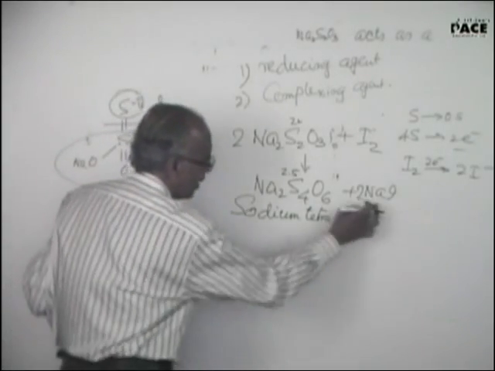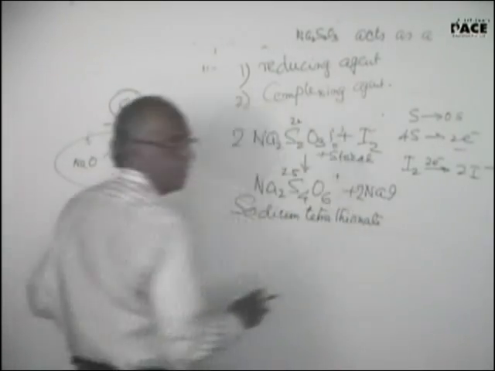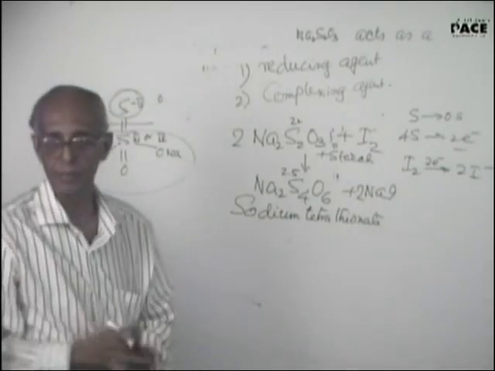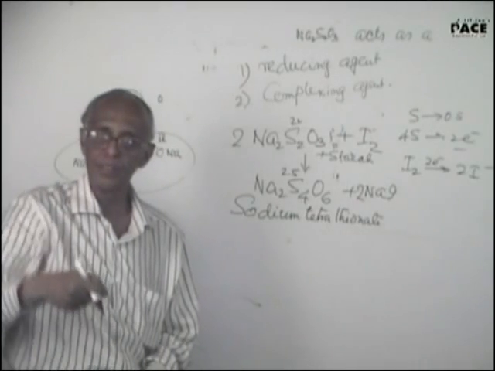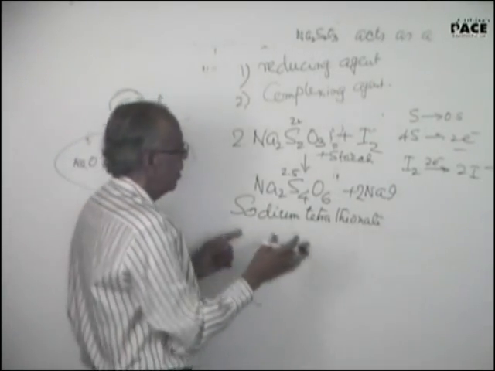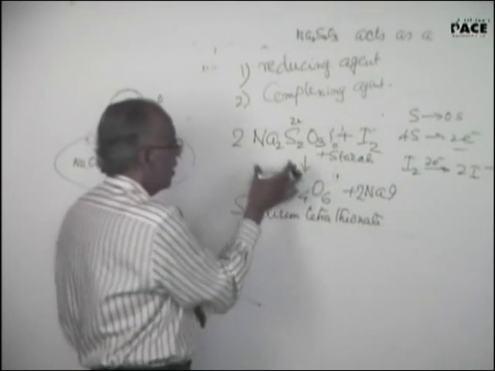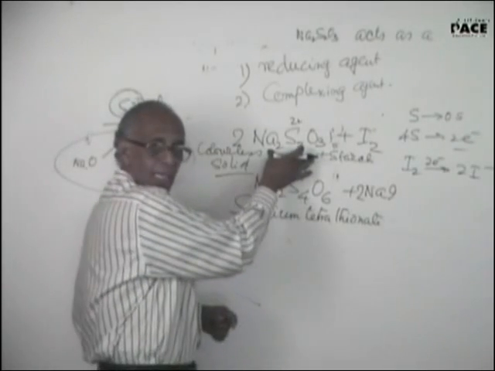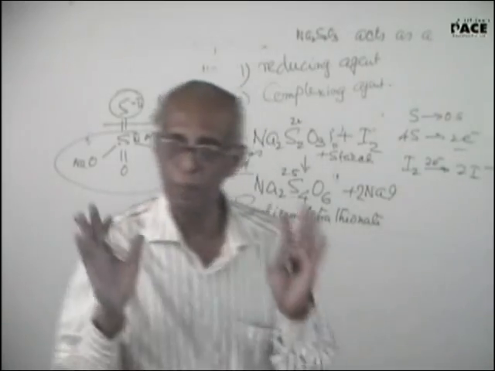Now these both are colorless. So when you add starch, the iodine reacts with starch to give you the blue solution. When I add thiosulfate from the burette, at the end point, thiosulfate gets converted to sodium tetrathionate. Thiosulfate is colorless. So the solution will be colorless. If the solid is colorless, then the solution will be colorless.